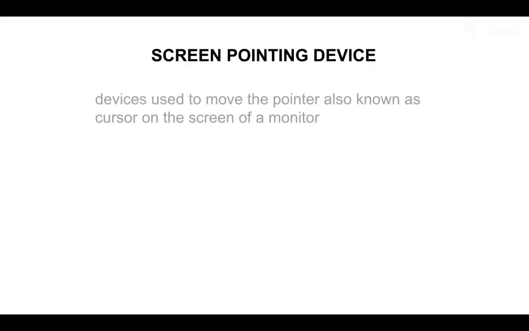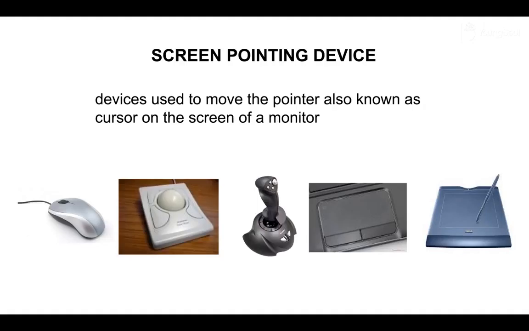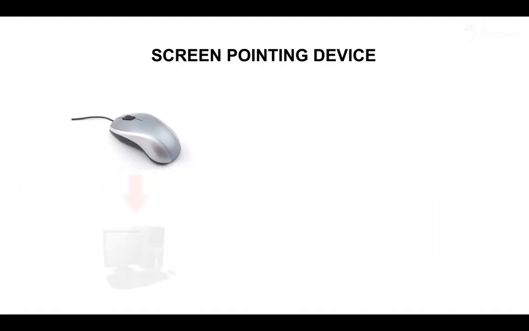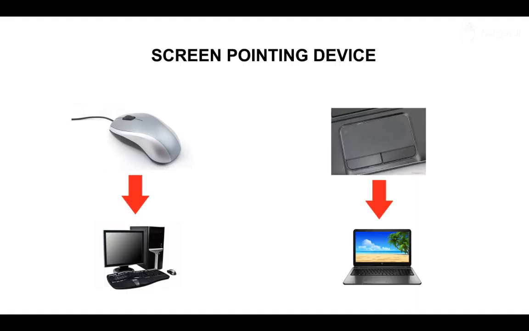Screen pointing devices are input devices used to move the pointer, also known as the cursor, on the screen of a monitor. It is a device with which you can control the movement of the pointer to select items on the display screen, such as a computer monitor. Examples of pointing devices include mouse, trackballs, joysticks, touchpads, and light pens. The major pointing device is the mouse for the desktop computer and the touchpad for the laptop. We also have trackball, light pen, and so on.